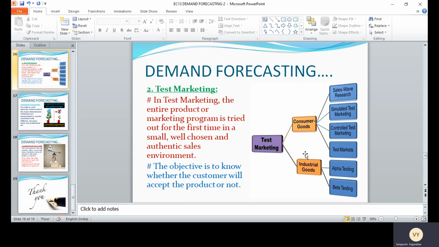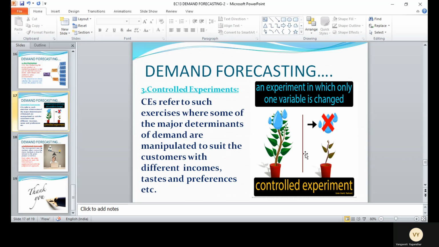That's how it is in test marketing: marketing on a testing basis, on a small scale, in a particular area. The main objective of this method is to know whether the customer will accept the product or not. If they accept, they extend to other areas. If the customer does not accept, they give some feedback. Depending upon the feedback, they will redesign the product and test market again. If it is successful, they will expand to other areas. That's about test marketing.